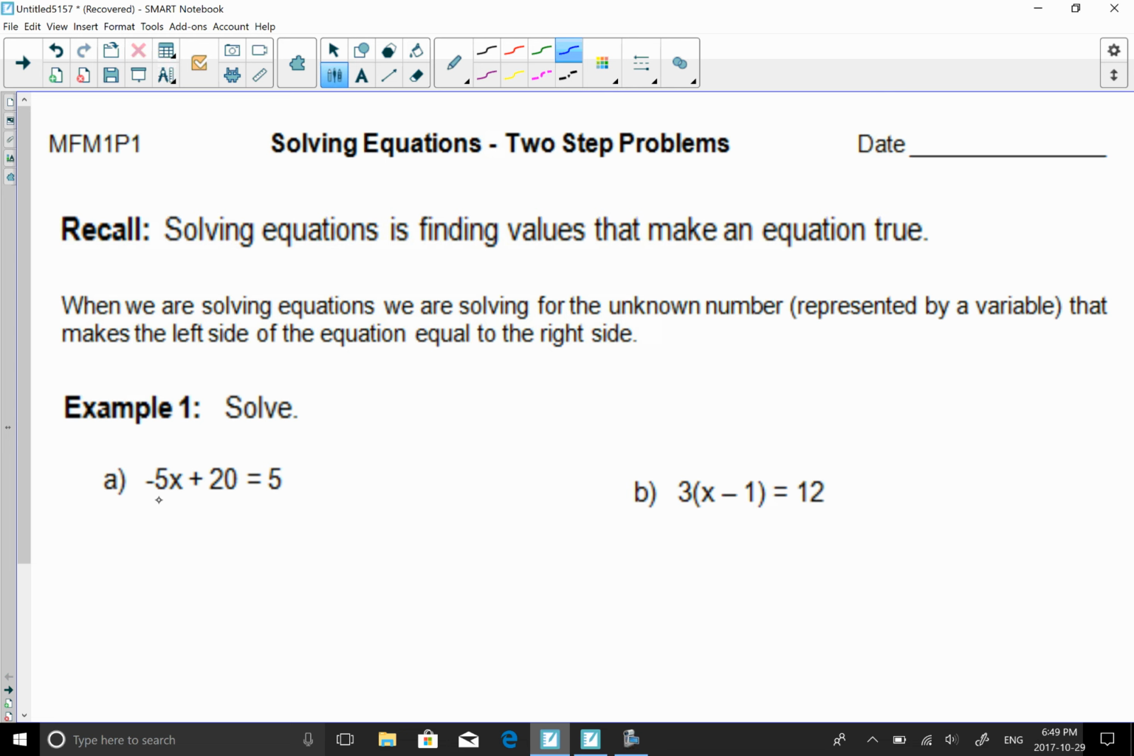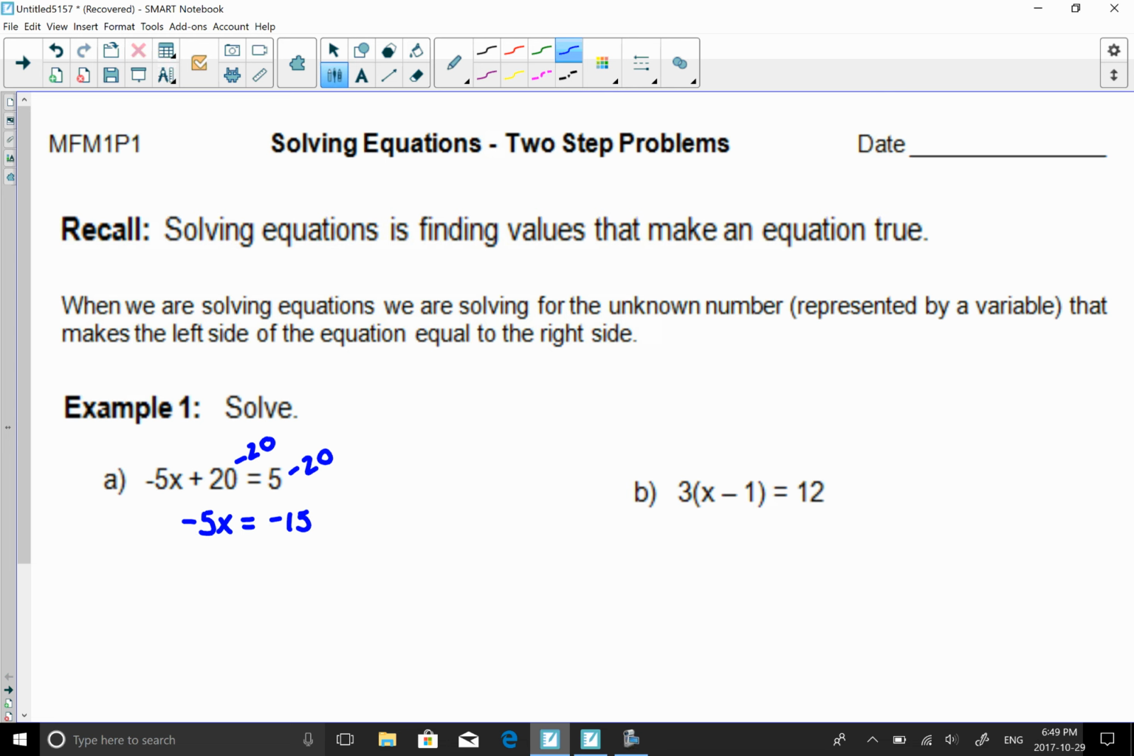So this 20 that's beside the negative 5x, I want that gone. So in order to do that, I can do the opposite of positive 20 and do minus 20. If I subtract 20 on that side, I have to subtract 20 on this side. That keeps that balanced. So I have to do the exact same operation. So 20 minus 20, that just disappears. All I'm left with is negative 5x here. And then 5 minus 20 is negative 15.